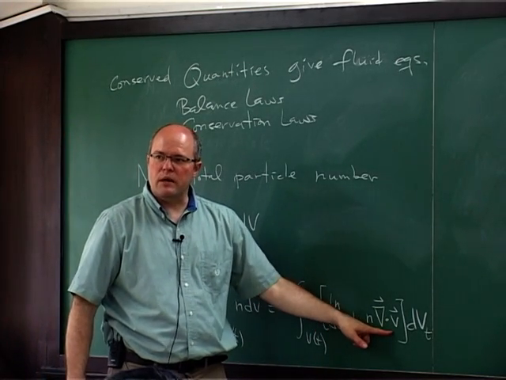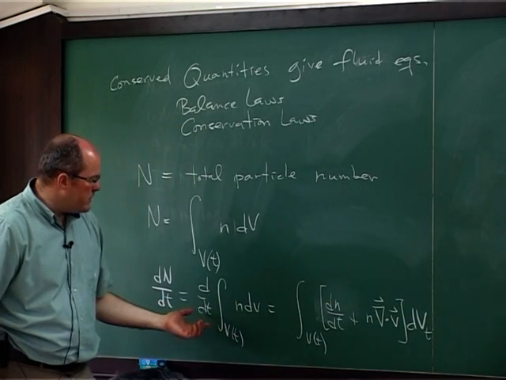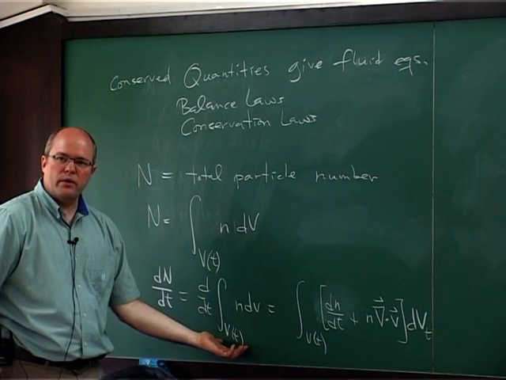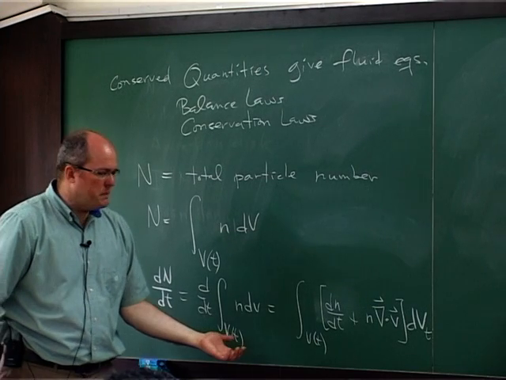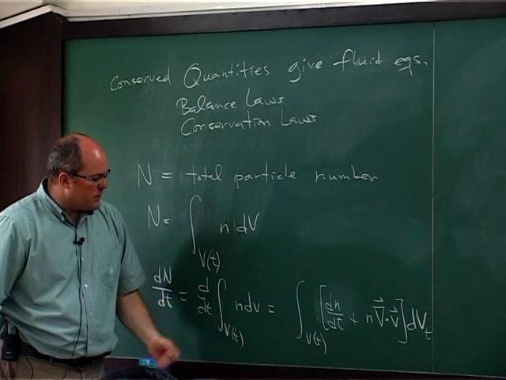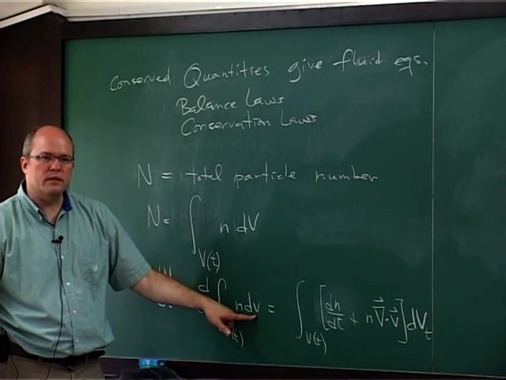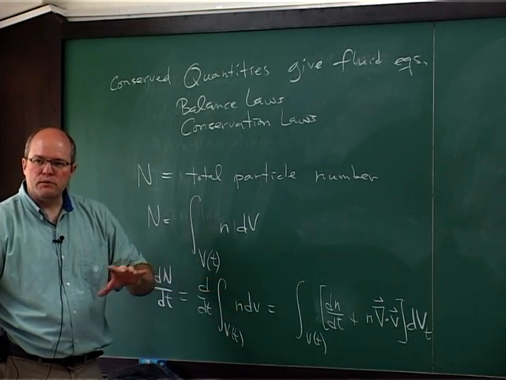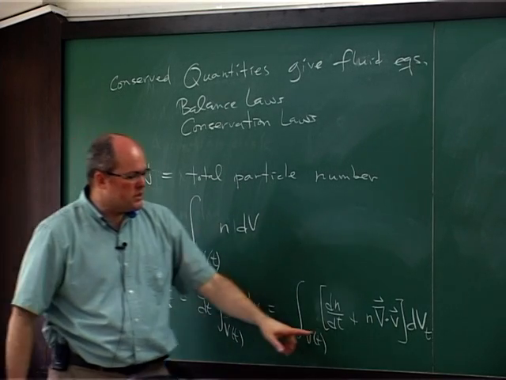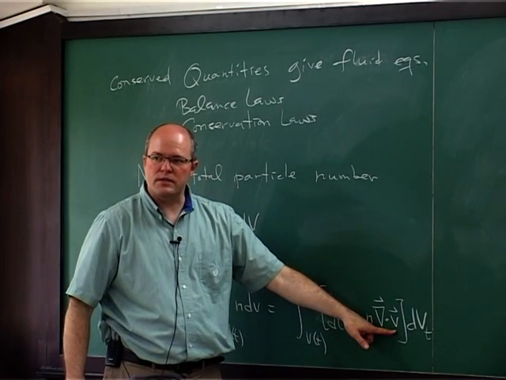This extra term comes from the fact that my volume is changing in time. When I differentiate this, I can imagine differentiating the little n and also differentiating a Jacobian that tells me how the volume transforms in time. And that's this extra term here. This v here is the velocity.